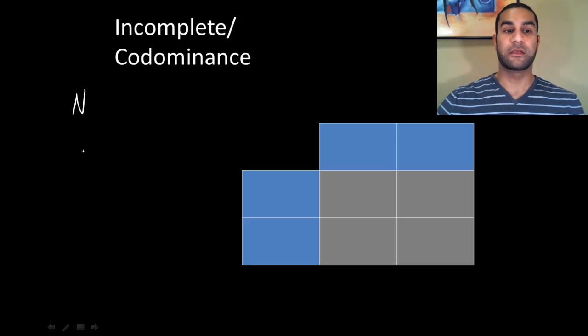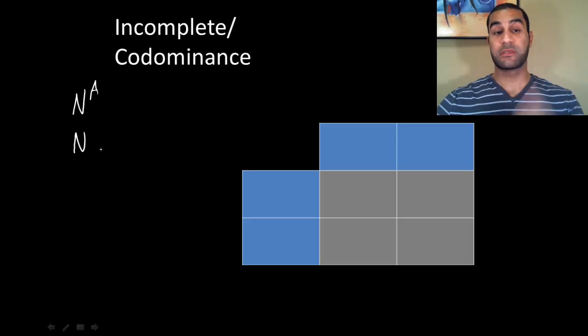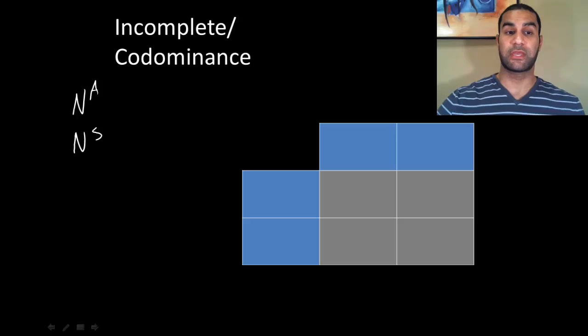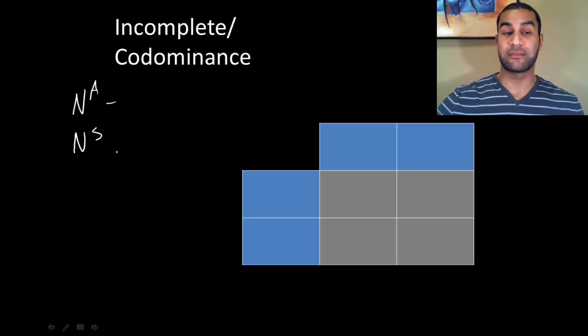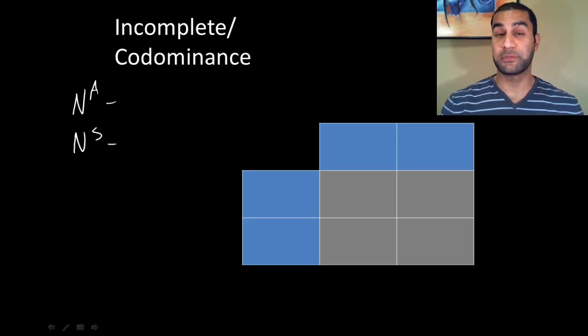Now, the capital N is true for both possibilities. So the difference between these two dominant alleles is that one of the N's is considered normal, and that one's usually represented with a dominant A superscript, and then the other N is considered the sickle shape, which is a capital S superscript. So these are both actually dominant traits. There is no recessive allele for this particular situation.